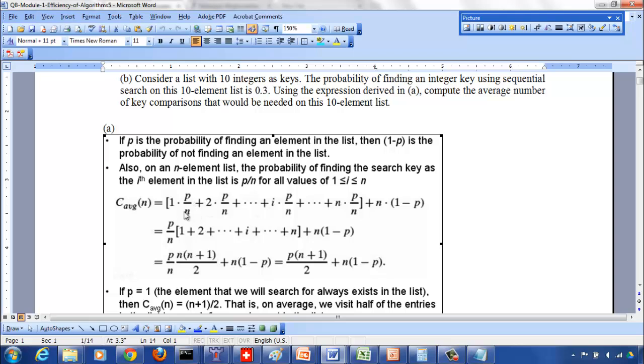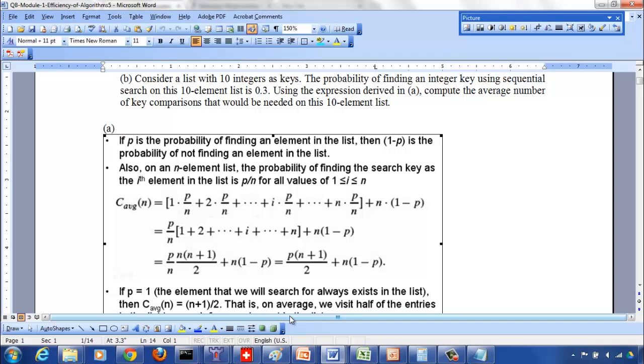So then we can take this p over n outside, and we can say it is 1 plus 2 plus so on up to n, plus n times 1 minus p. So that is p over n, and now this is n times n plus 1 over 2, plus n times 1 minus p. So n and n can cancel, so it is p times n plus 1 over 2, plus n times 1 minus p. So this is the expression for the average number of comparisons.